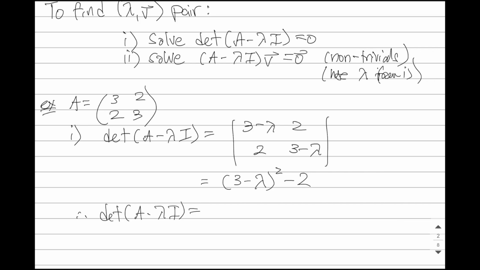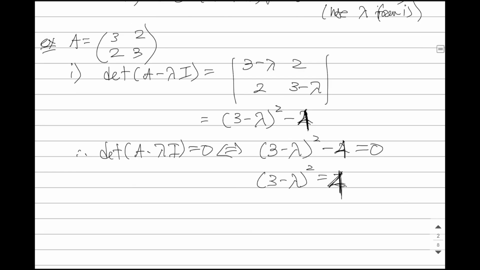It's a polynomial equation for lambda. And in fact, this is a second degree polynomial equation. Sorry, I made an error here. This should be a 4 because it's 2 times 2. So this equation in particular, it's already in this nice factored form.